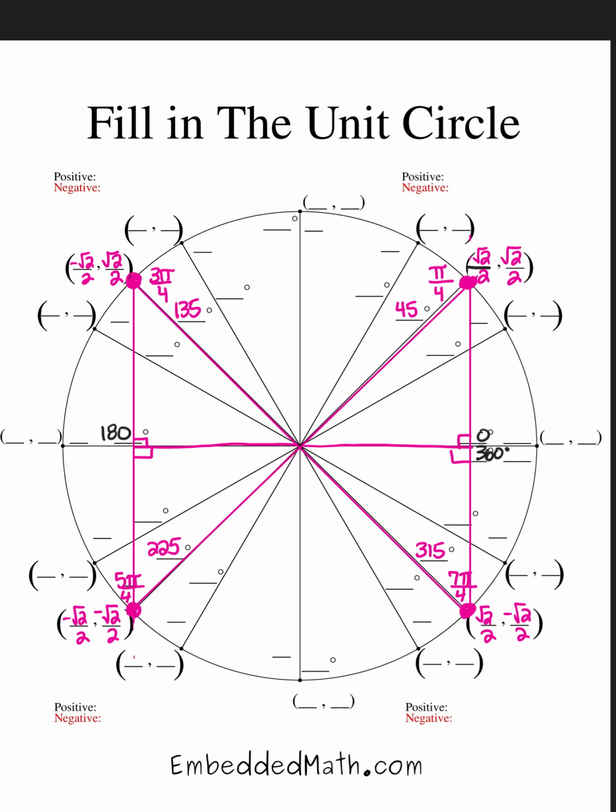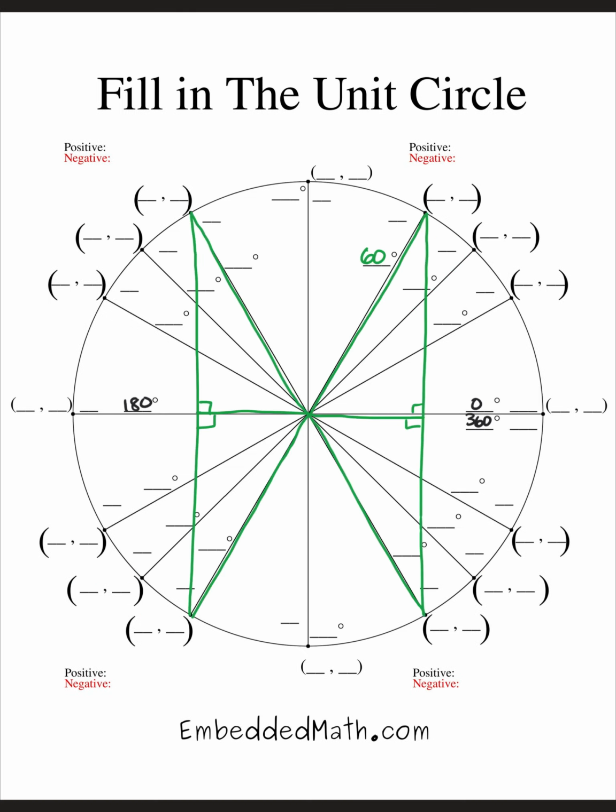Okay, next up, we're going to look at the 60-degree angles. All right, so I've already drawn in the triangles, and if you need to do so, please pause the video and do that. I'm going to fill in the angles next. So again, knowing that this is 60 degrees away from the x-axis, so it's 180 minus 60. This is 60 degrees away from the x-axis, so it's 180 plus 60. And then this is 60 degrees back from 360, so this is 300. All right, so we've got all our angle measures filled in.